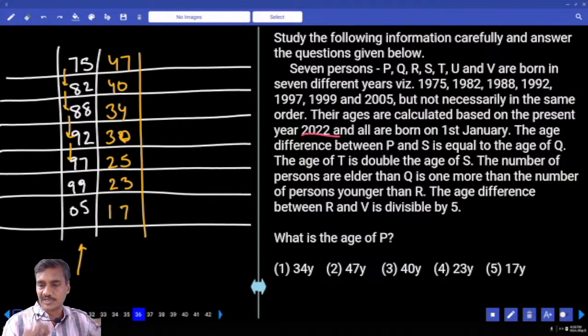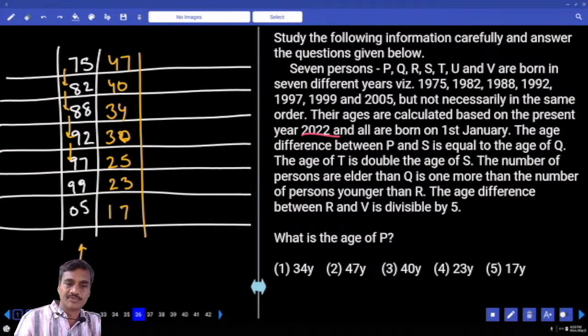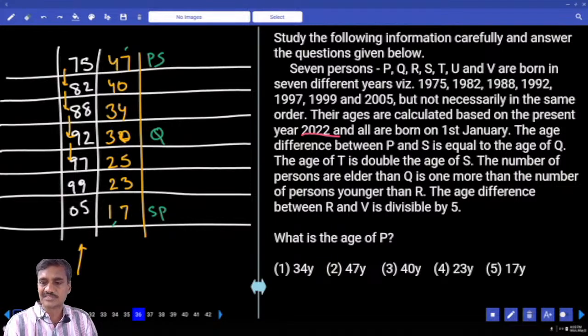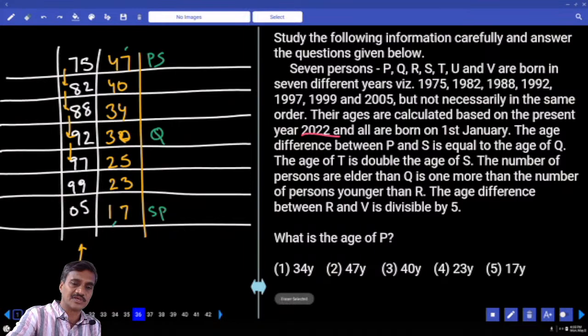The age difference between P and S equals Q. That means Q must be exactly between P and S. Q is exactly between P and S, and so Q must be here. 47 minus 17, what is the age we have? 30. And any other possibility we have? 40 and 23? No. Then Q is there. Age difference between P and S. See, P is here, S will be here; P is here, S will be here. And the age of P is double the age of S. Double the age of S, and S cannot be here. P is here, S is here.